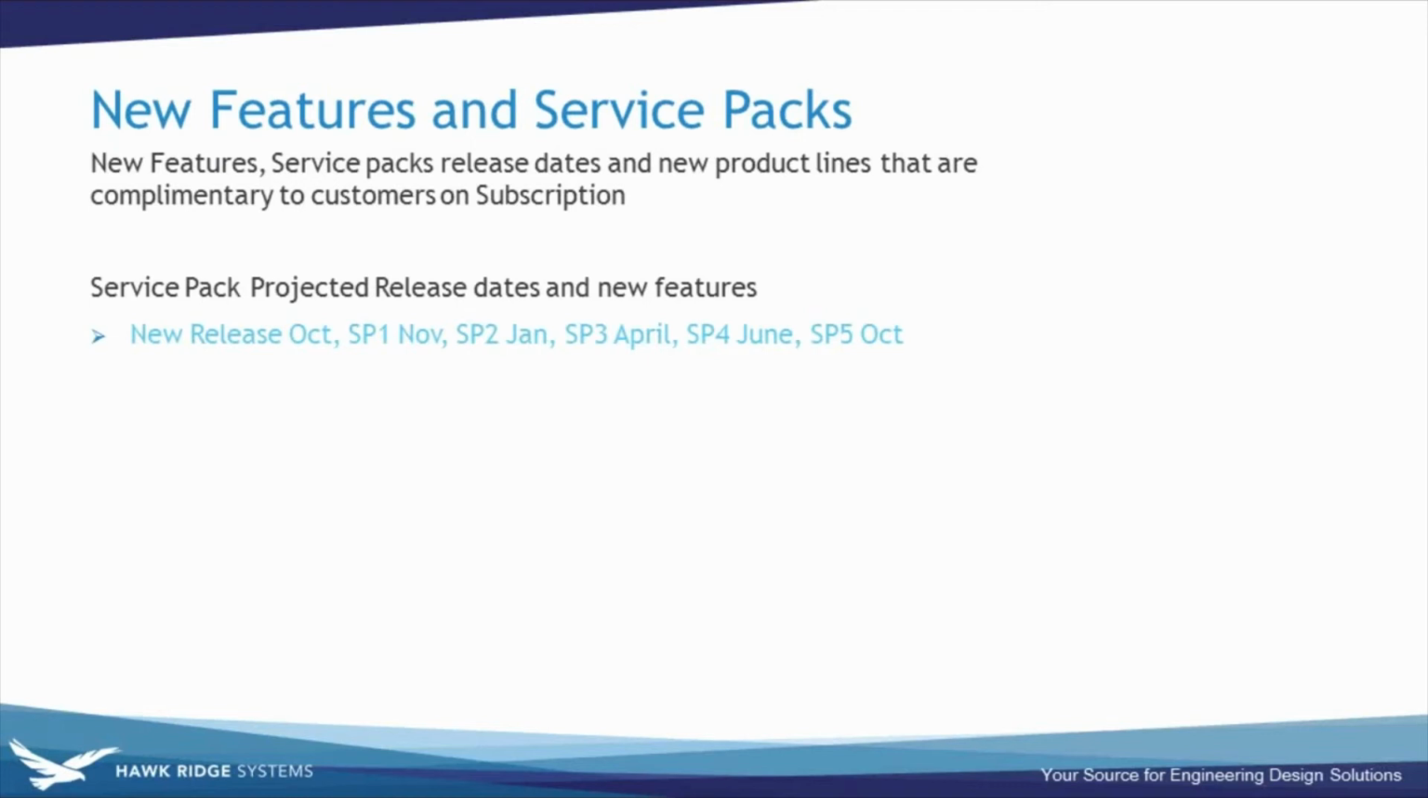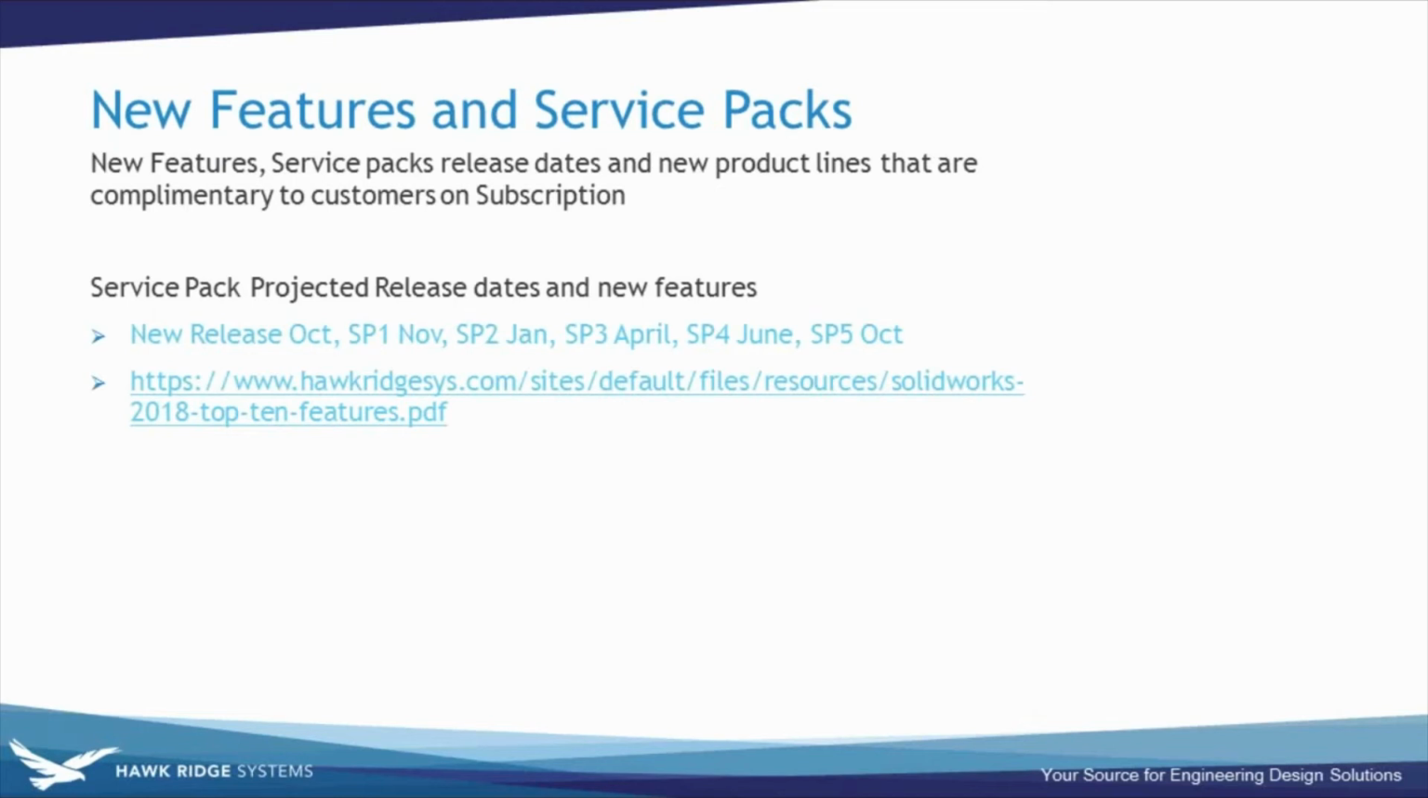The projected release dates: the new features are released in October, when the new version releases. SP1 is released in November, SP2 is released in January, SP3 is released in April, and Service Pack 4 is released in June, and then you'll get that last service pack in October when the next version is just about to be released. Now, top 10 features again, so you can keep an eye on whether or not this service pack is for me. If I want to go ahead and update, we encourage everybody to look at the top features to see if it makes sense to update to these service packs.